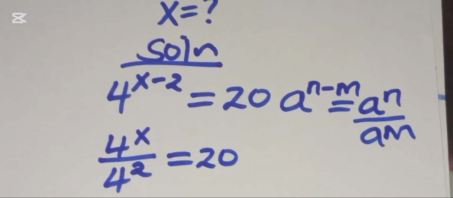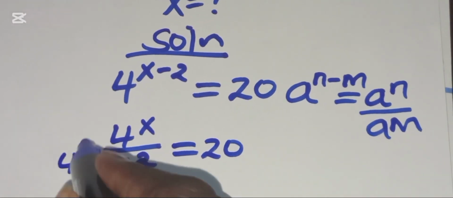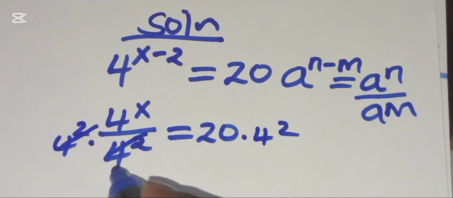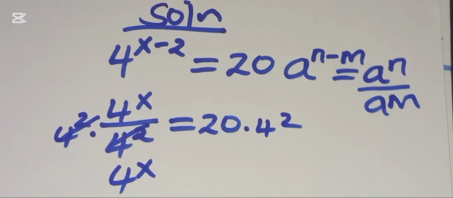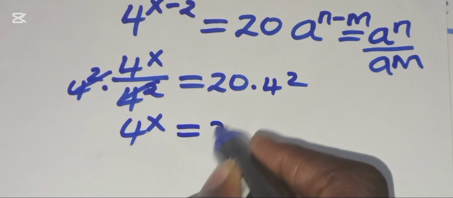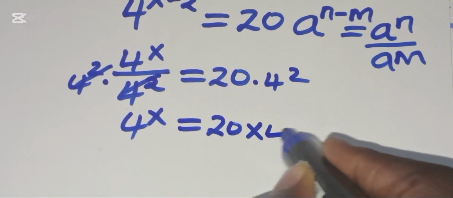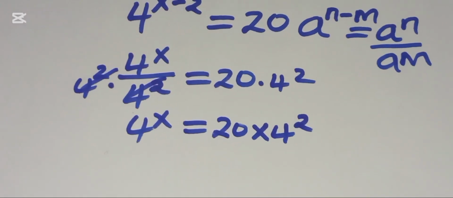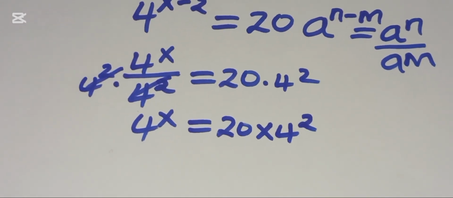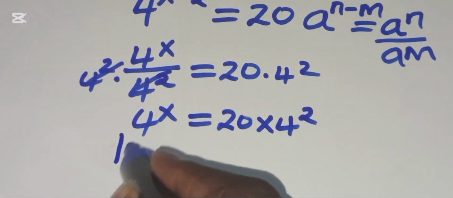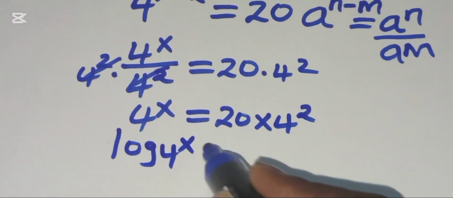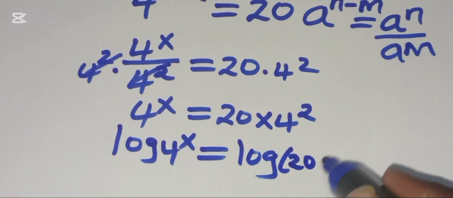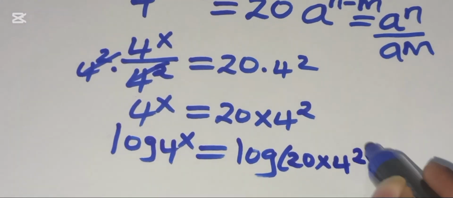Okay, now from here we can multiply both sides by 4 raised to power 2. Now we're going to have 4 raised to power x equal to 20 multiplied by 4 raised to power 2. Now, for the value of x, we introduce a logarithm so that we're going to have log 4 raised to power x equal to log of 20 multiplied by 4 raised to power 2.